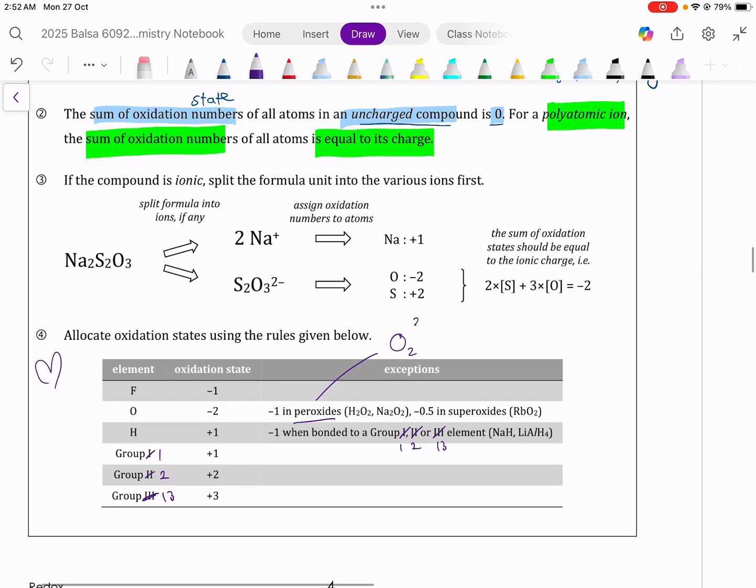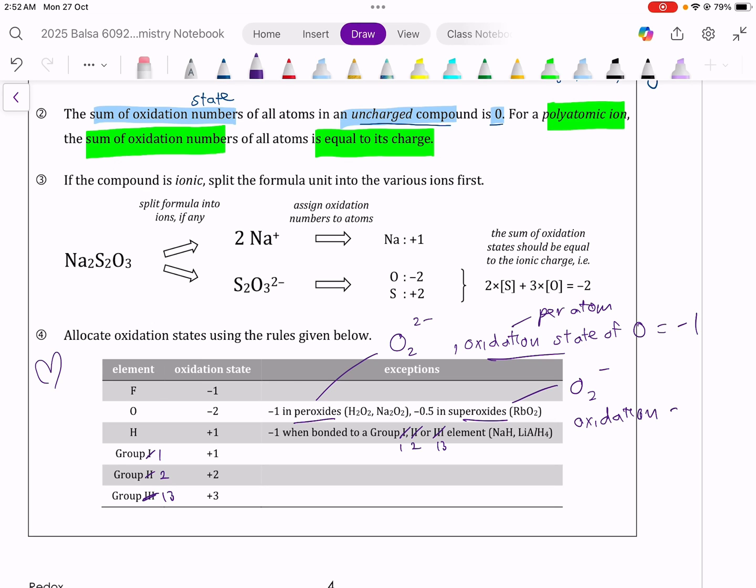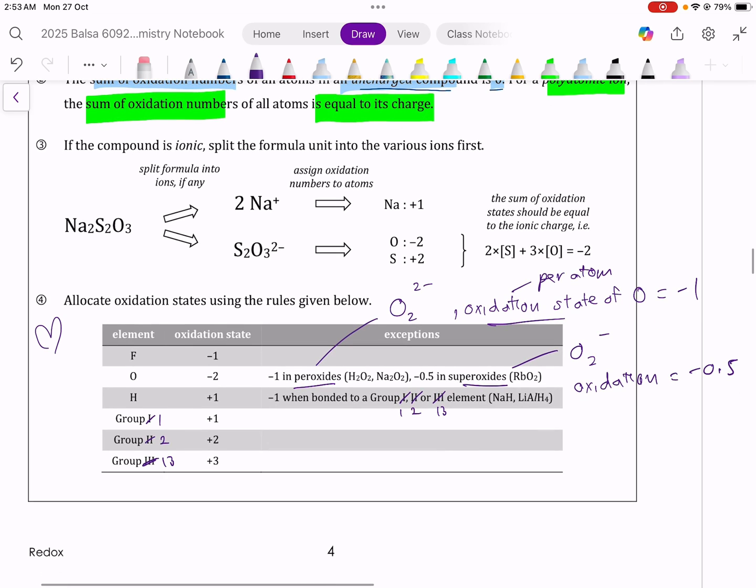Peroxide is O2 2-. So the oxidation state of O is, for each one, per atom. Oxidation state is always talked about on a per atom basis. That means one atom is -1. Your superoxide is O2-, so the oxidation state is actually -1/2. Quite weird, seldom come across this though. Just to let you know.